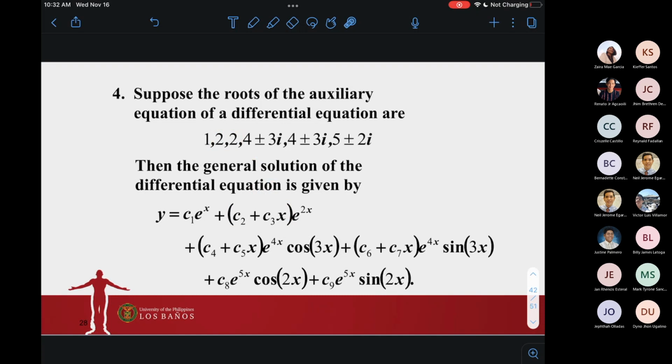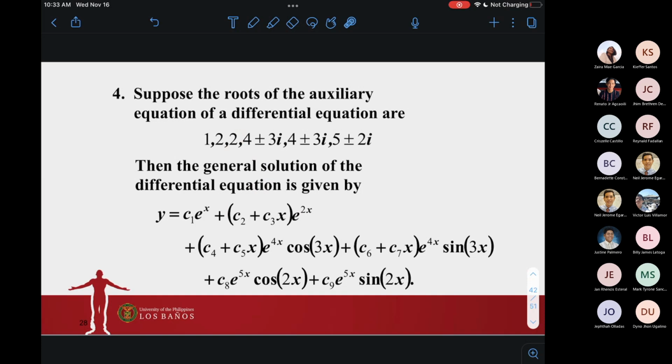Tapos e to the power root x. Ang root niya ay 2, so magkakaroon ka ng e to the 2x. So that's our solution. And then, by the way, what we do is to get the sum of the solutions. Kasi nga, remember, kapag meron kang dalawang solutions sa isang homogeneous differential equation, yung sum nila ay solution pa rin. Yun yung tinatawag natin na superposition principle.